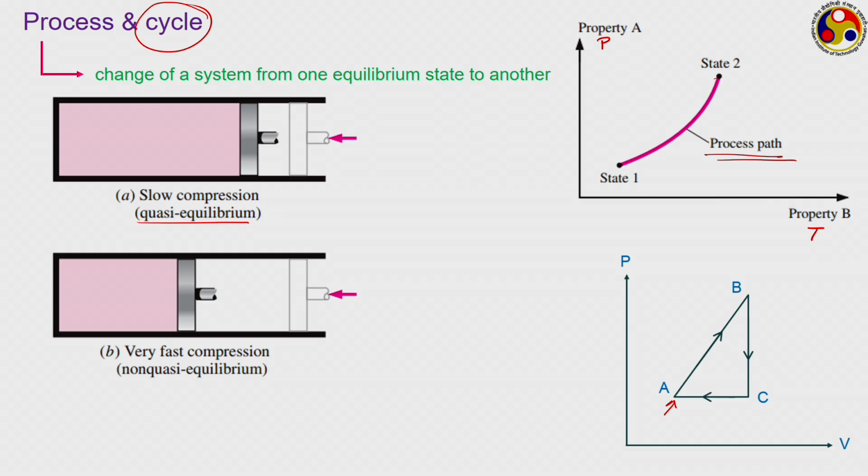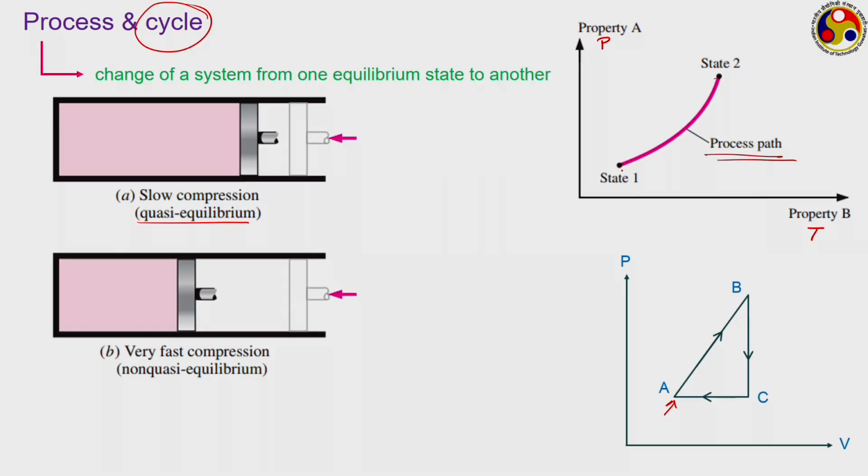At the end of one cycle, the system returns to its initial state, and therefore all the property values are restored. Therefore, over one particular cycle, the change in any particular property is 0. That is why properties are called point functions. They are dependent only on the state values, they are independent of the process. Just going back to the previous diagram, here our initial state is state 1 and final state is state 2.